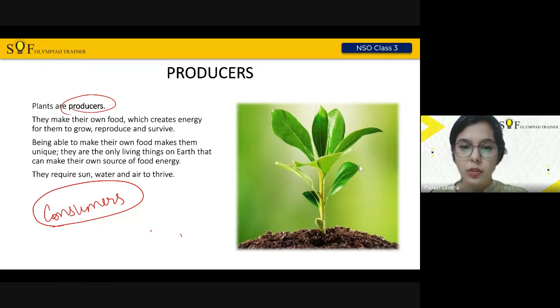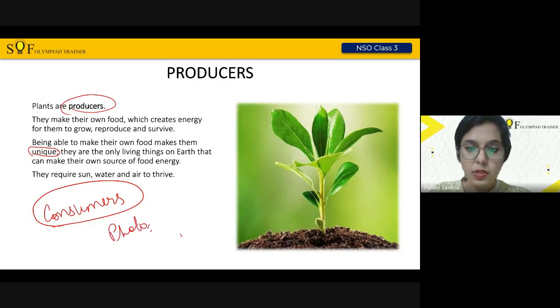Yes. So they are able to make their own food, which is going to give energy for them to grow, to reproduce, and to survive, right? Plants are able to make food on their own. This is a unique characteristic that they have, because they are the only living things on earth that are able to get their own source of energy.